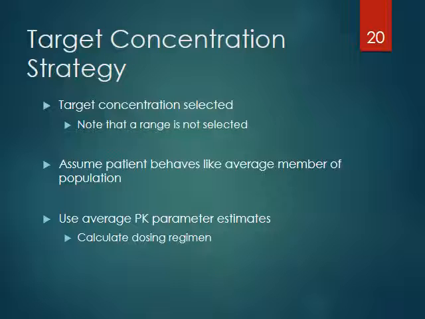First off, you also have to assume that your patient behaves like an average member of the population, and if not, you're going to have to make some adjustments based on that. So say, for instance, your therapeutic range is based on patients who have normal renal function. You may need to adjust your dose if you're dealing with a patient who has renal insufficiency in order to help account for that decrease in elimination. So you may need to either decrease the dose that you're giving or give it less frequently to account for that. But in general, assume your patient behaves like an average member of the population.